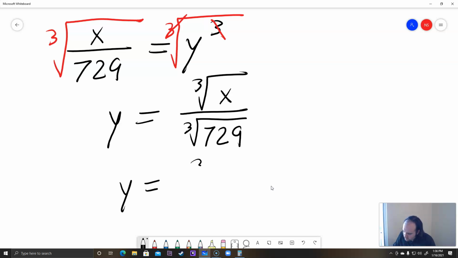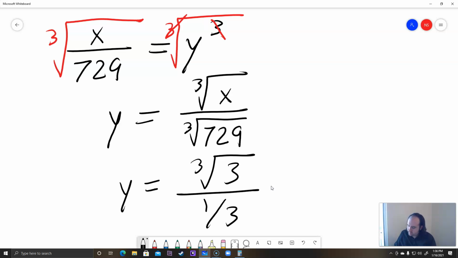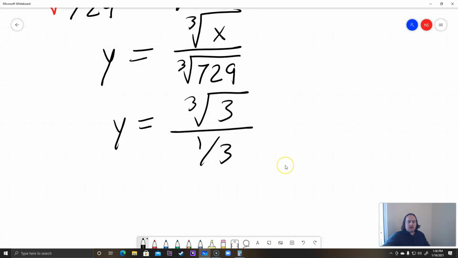So we have y equals cube root of x divided by 1/3. And then when you take the reciprocal of 1/3, you flip it over. That's supposed to be an x up there. When you take the reciprocal of 1/3, that becomes 3. So I can move that 3 up to the top.